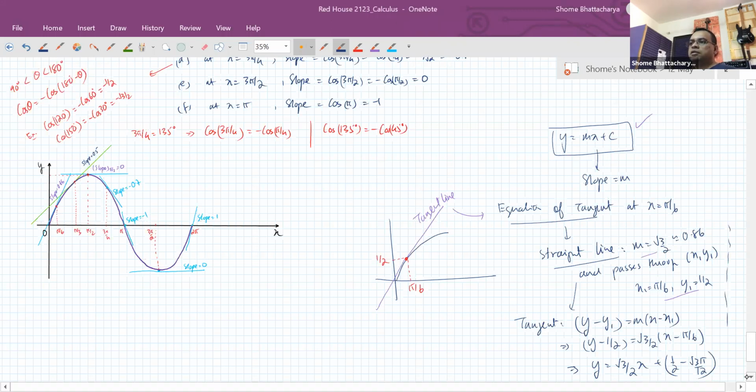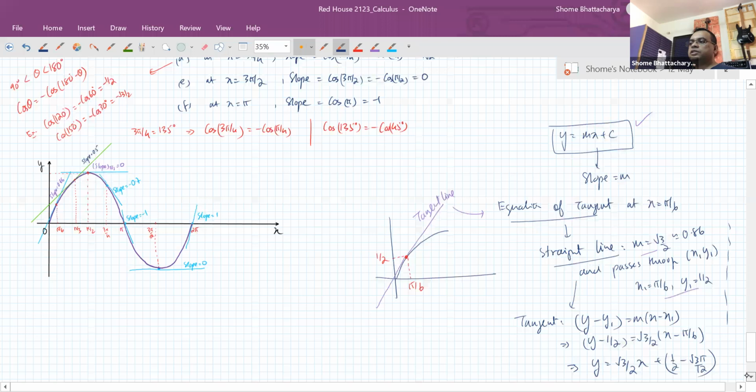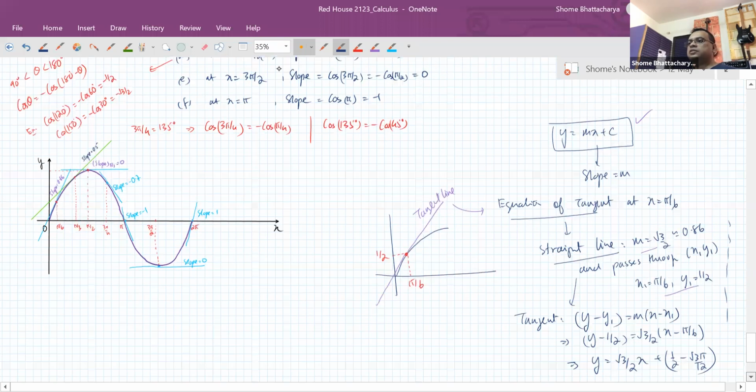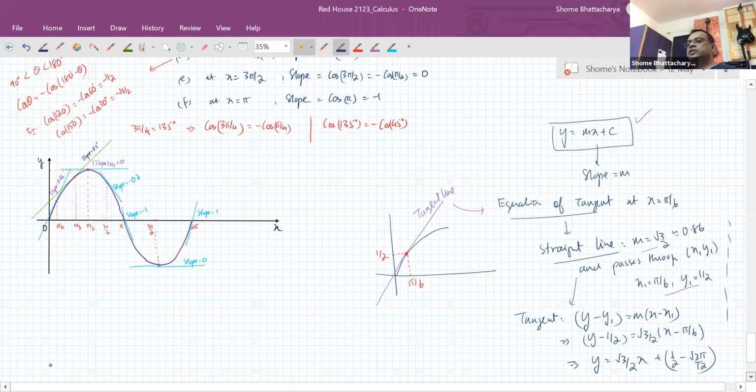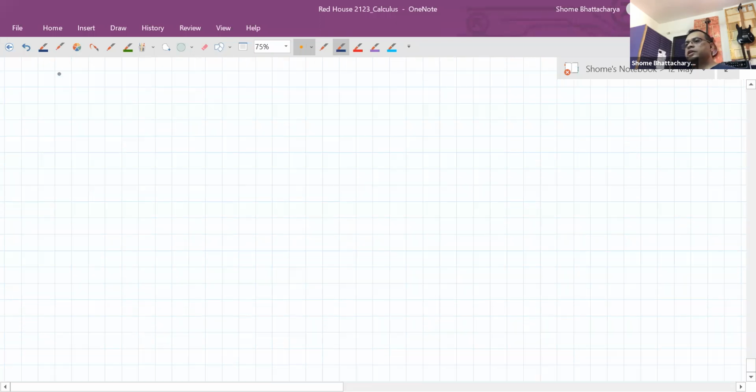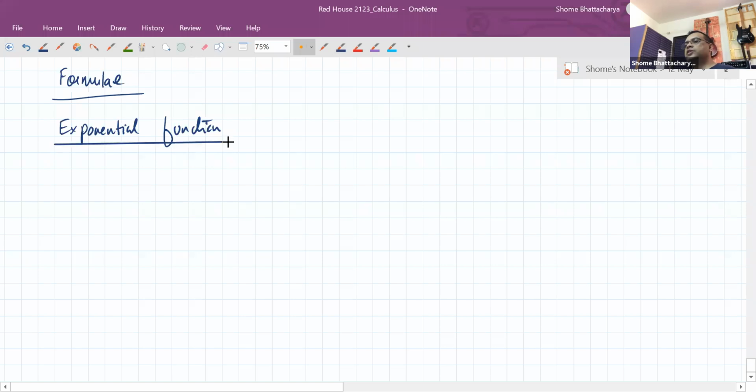Okay. So now, having understood this question and having seen the formulae for differentiation of trigonometric functions, let's continue ahead with some more formulae. Next we will look at two special functions. One is the exponential function. This is again a function that you may not be familiar with from before, but it's a very important function in physics from this point onwards.